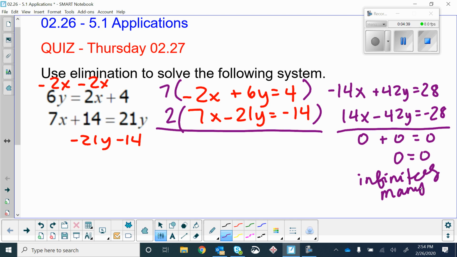What word do we have for that? Dependent, independent, consistent. I don't know what they call it. I think it's dependent. On your quiz tomorrow, there will be problems that say identify whether it's independent, dependent, consistent. Even if you can't remember what that means, it's okay, because we have in parentheses what it means. It'll say dependent, and parentheses will say infinitely many solutions.